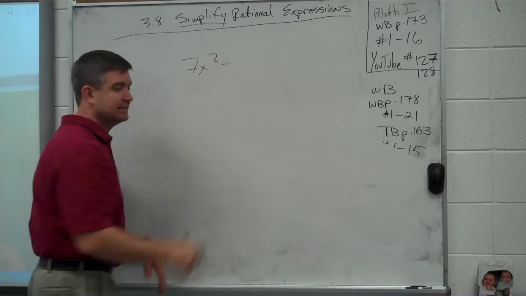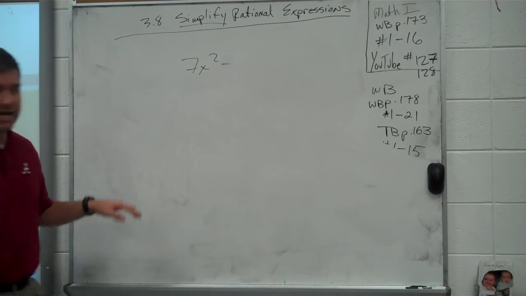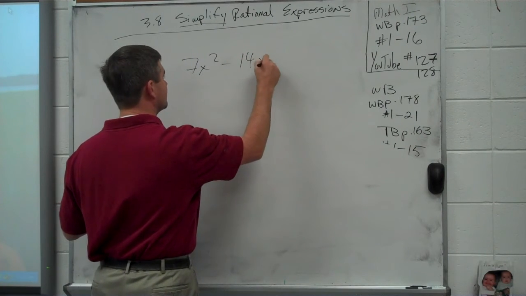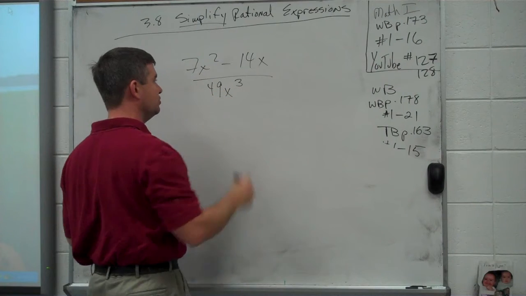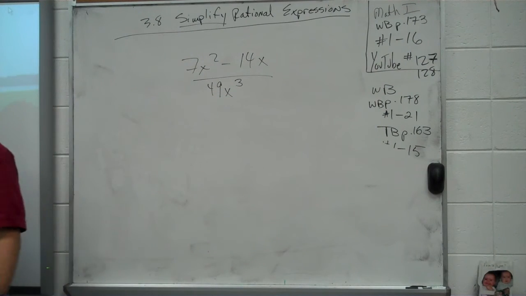Let's do another example. 7x squared minus 14x over 49x cubed. First of all, what's the excluded value? You should be able to tell me. It should be that fast. Zero. There's only one. 0. Okay? All right. You try to simplify it now at your desk.